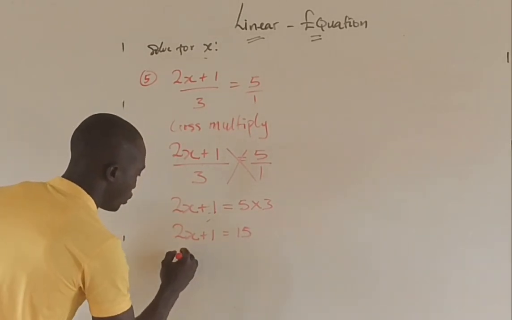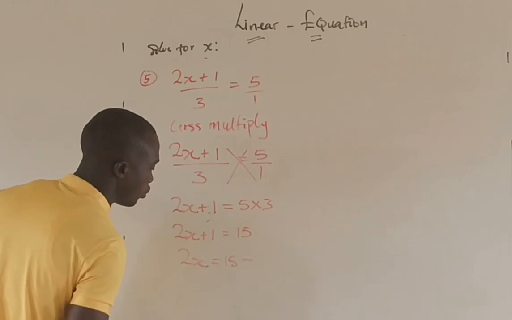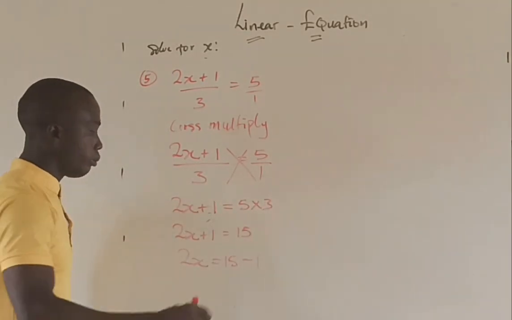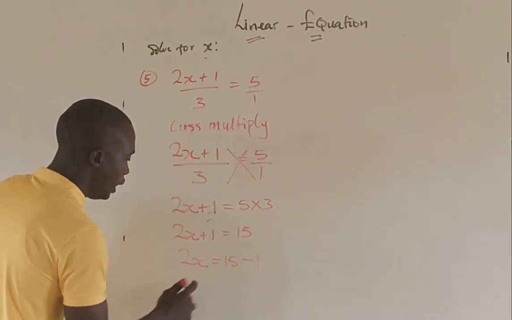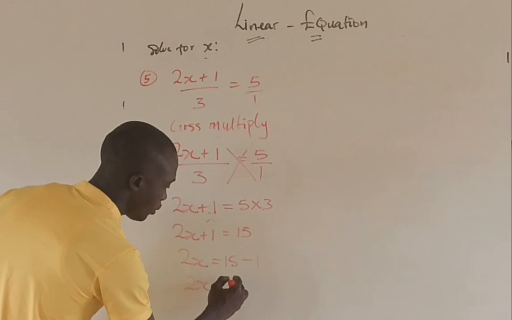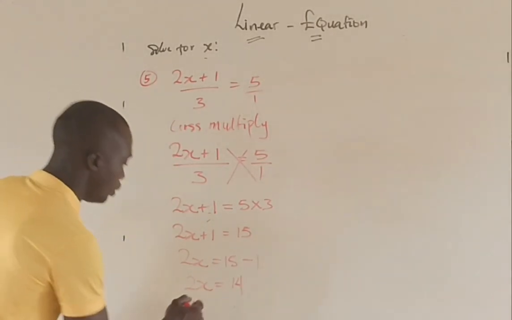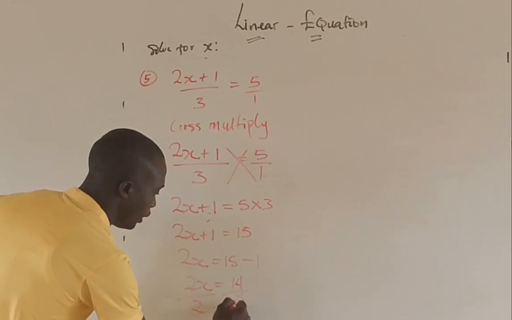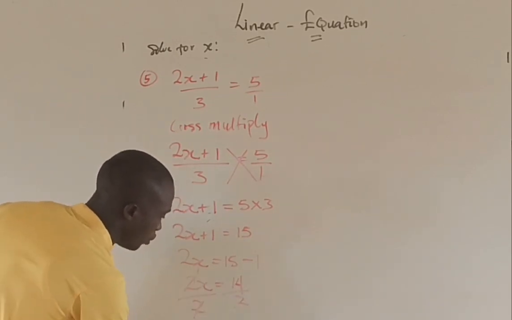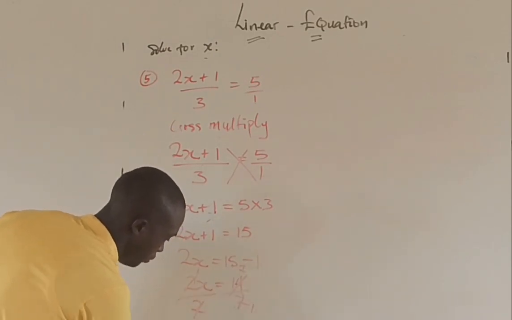So definitely we have 2x equals to 15 minus 1. When this one is crossing over, it becomes minus. So definitely here we have 2x equal to 14. Divide both sides by 2. 2 here 1. We have our x equal to 2 here 1, 2 here 7. We have 7.